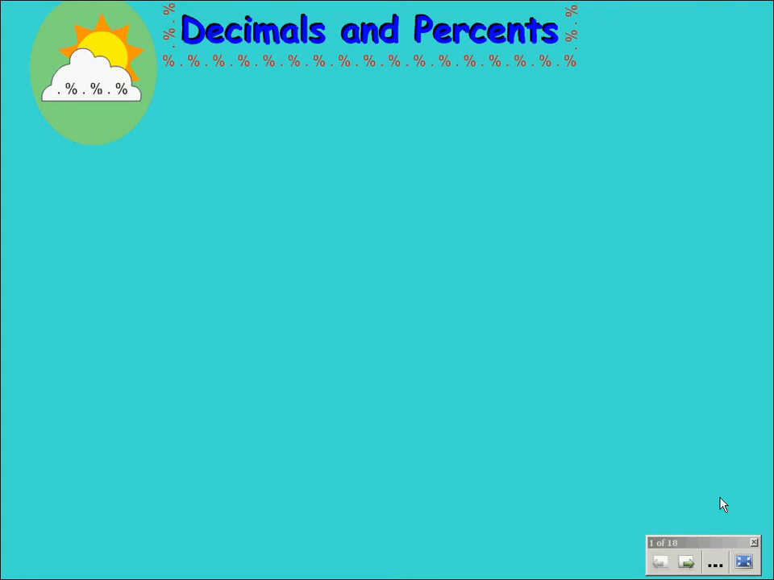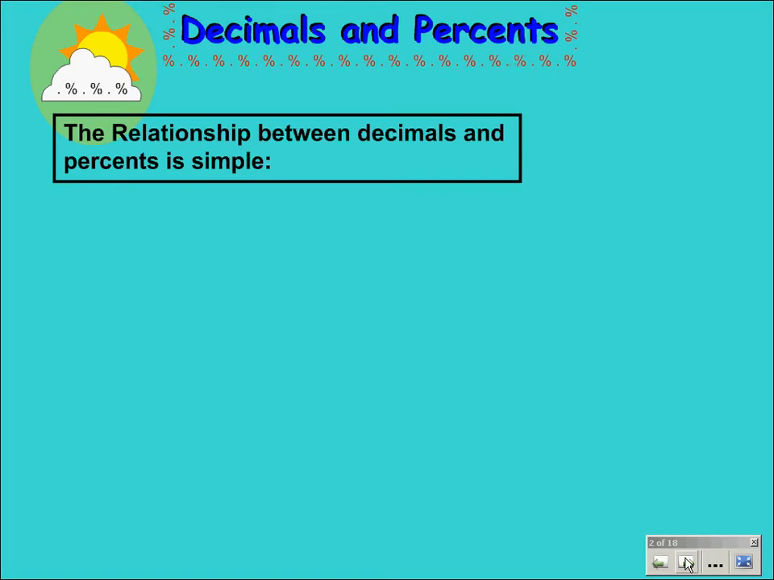This is Mr. Easter, and the topic of this lesson is decimals and percents. The relationship between decimals and percents is really quite simple.